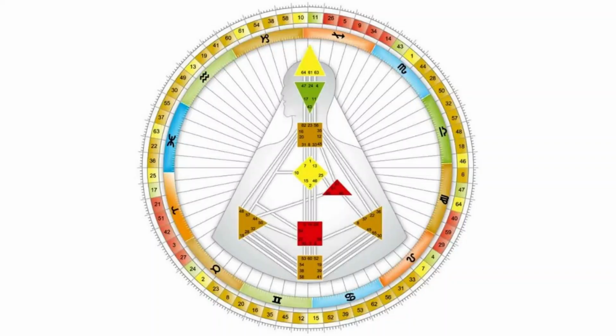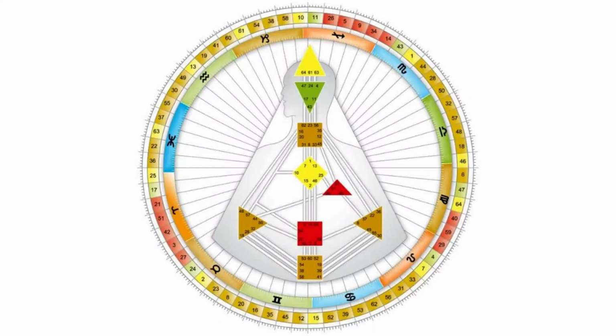Gate 7. The role of the self in interaction. The Army. Location, G Center. Channel 7-31. Channel of the Alpha. Circuit, Collective Logic Circuit. Understanding Process. Theme, the Gate of Leadership. The Direction of Collective Purpose. Not-self distortion. Dominating others. Controlling outcomes. Seeking validation through power. Performing authority without recognition.